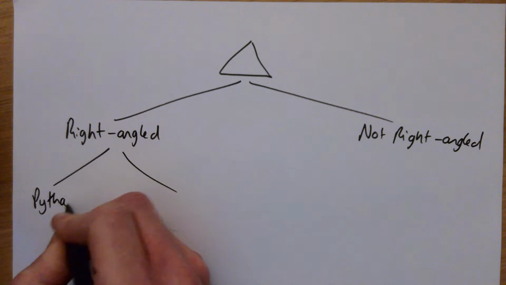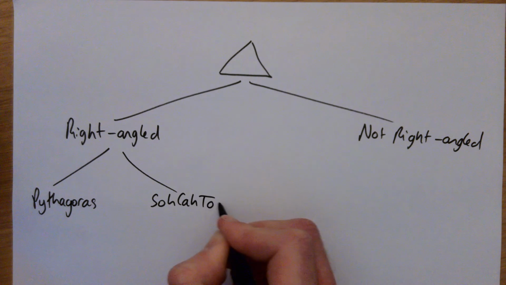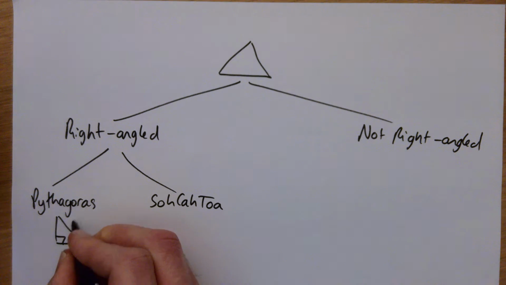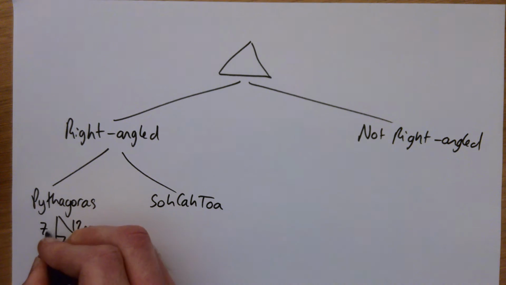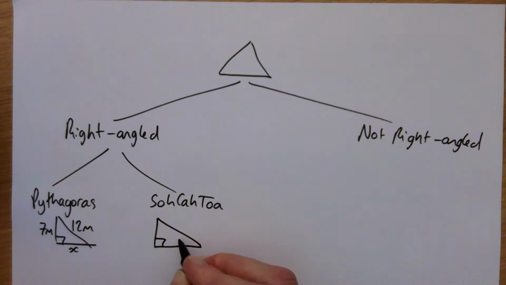The first one is going to be Pythagoras, or the second one is SohCahToa. Now, you use Pythagoras when you've obviously got a right-angled triangle, but you're given two of the sides and you're trying to work out the third. So it must be right-angled, you've been given two of the sides and you're trying to work out a third. SohCahToa is when you've been given a right-angled triangle, but you've also got an angle. Okay, so SohCahToa: right-angled triangle, but the question involves angles.